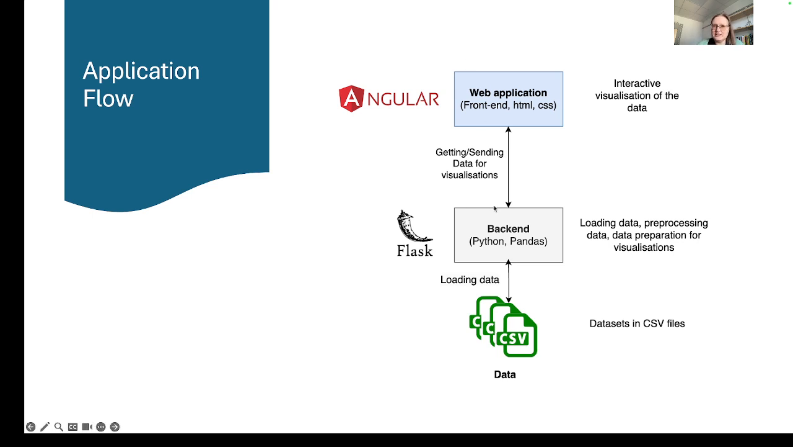It will send the request to the backend for getting the data for visualization. The backend in Python will load the data from CSV files, pre-process them, and prepare them so they are ready to be consumed by the visualizations on the front end. This is a simple overview of the application flow.